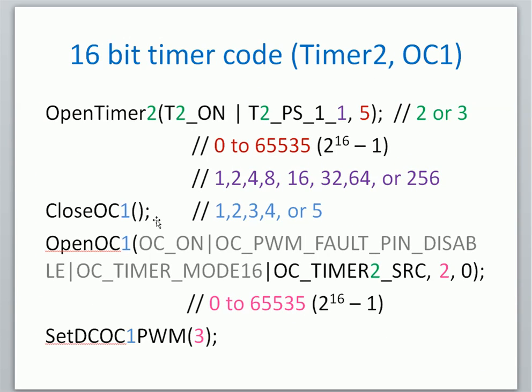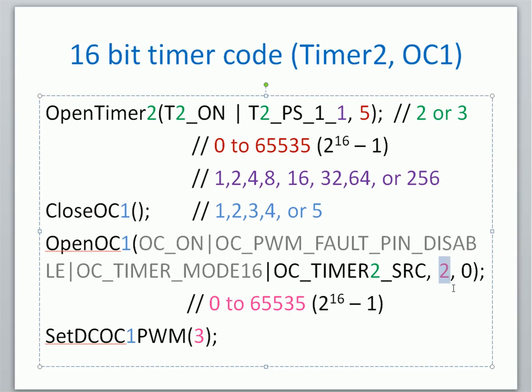Okay, I skipped to 16, right? I skipped to 32, so I come back here. We're using mode 16, which means the 16-bit timer. And this is using timer 2 as the source. Okay? If I change this to 3, I'd need this to be 3. If I hadn't opened timer 3 and I had this as 3, we don't get any signal.